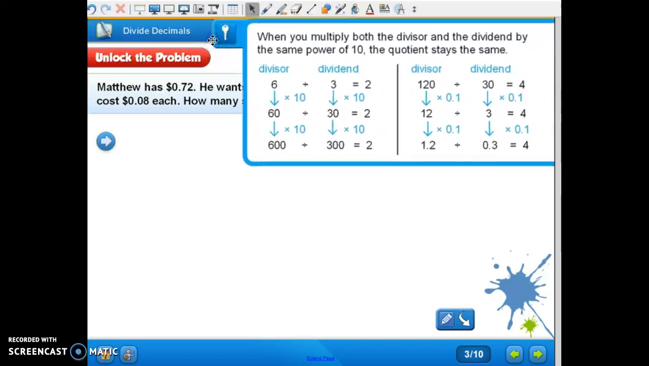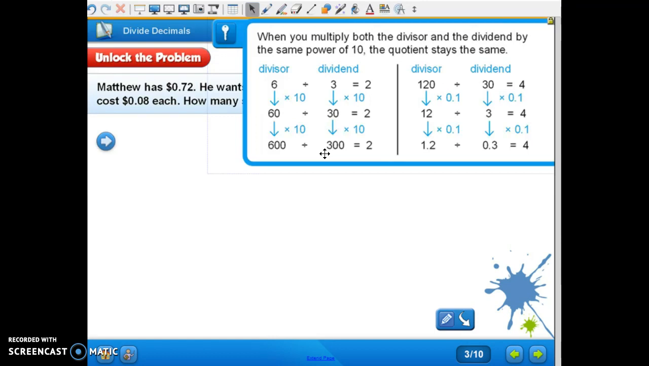Because when you multiply both the divisor and the dividend by the same power of 10, the quotient stays the same. So notice, if I have 6 divided by 3, that's equal to 2. If I multiply 6 times 10, I get 60. If I multiply 3 times 10, I get 30. And 60 divided by 30 is still 2. If I multiply 60 times 10, then I get 600. If I multiply 30 times 10, then I get 300. And 600 divided by 300 is still 2.